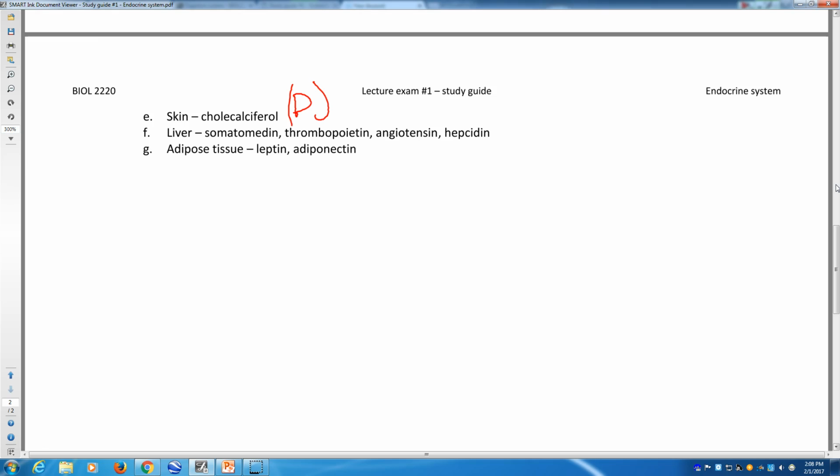So stimulus, well, it's kind of interesting in terms of stimulus. It doesn't respond to low calcium per se. Low calcium stimulates parathyroid hormone. Parathyroid hormone activates vitamin D. Does that make sense?